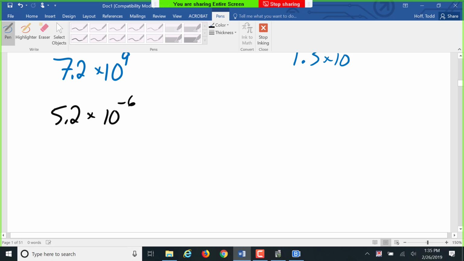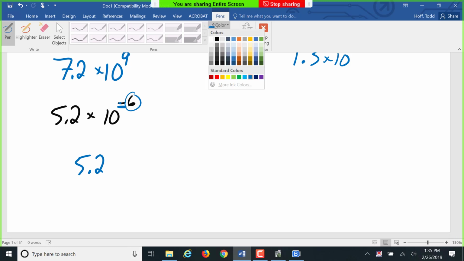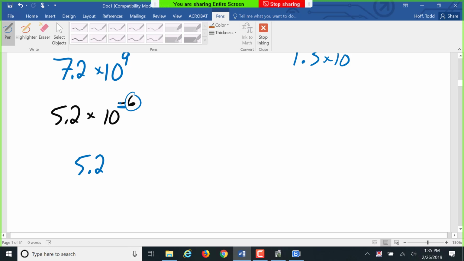We have 5.2 times 10 to the negative 6. We're going to take our 5.2. That 6 in the exponent tells us the decimal point has to go 6 places. The negative tells us that it's making this number smaller. Negative powers of 10 are very small place values. So we're going to move this 6 spots to make it smaller.